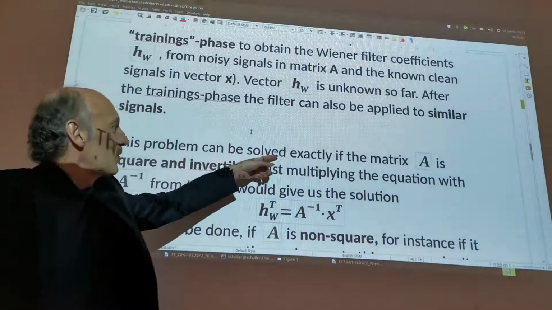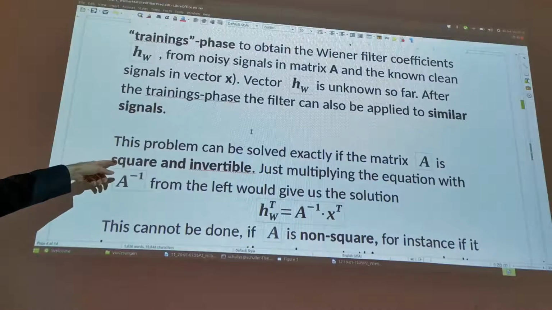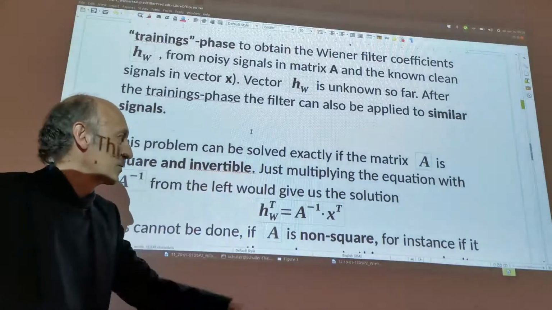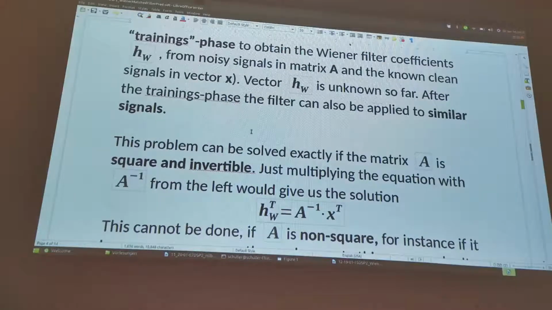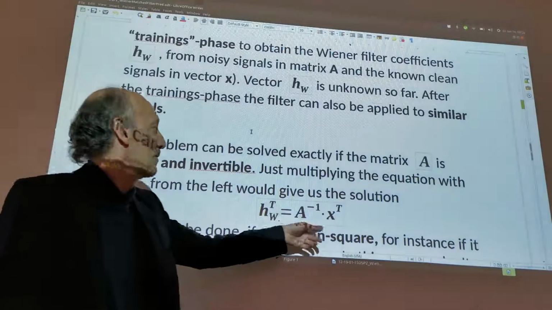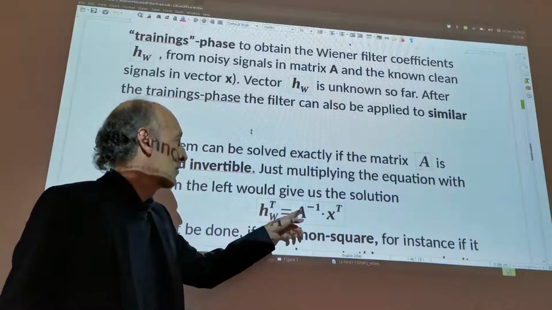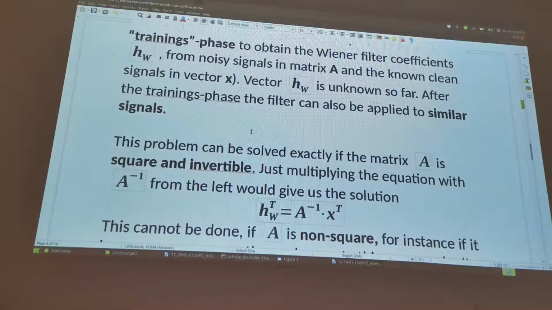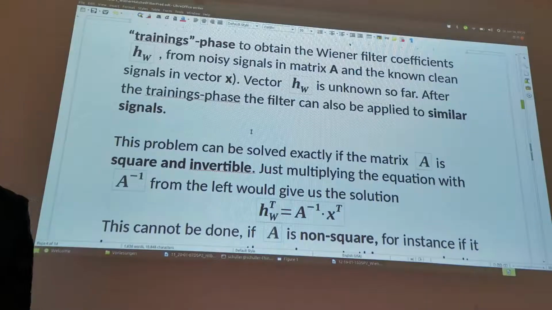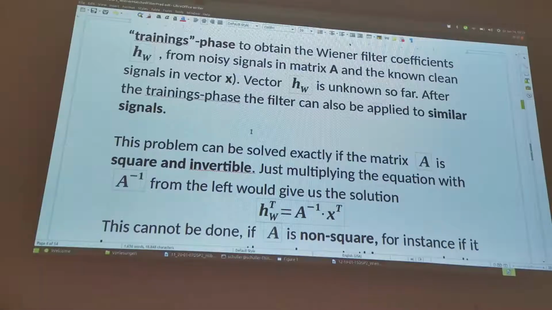So this problem can be solved exactly if the matrix A is square and invertible, right? Then we can just take the inverse and bring it to the other side. So then you see H transpose is A inverse times X. For instance, if we just have two samples in our signal, then it works. But that's kind of an unrealistic case, because usually we have more than two samples.